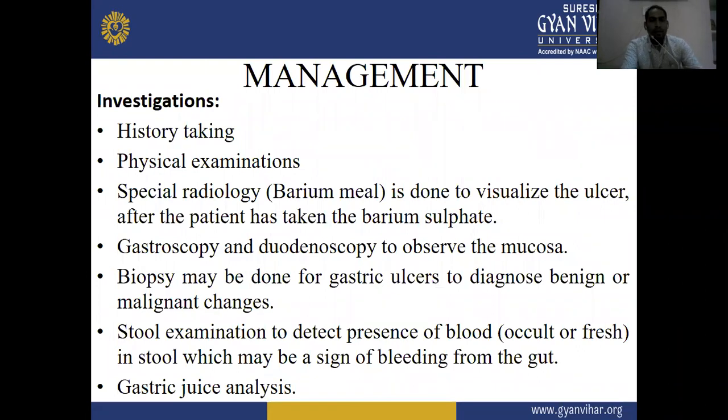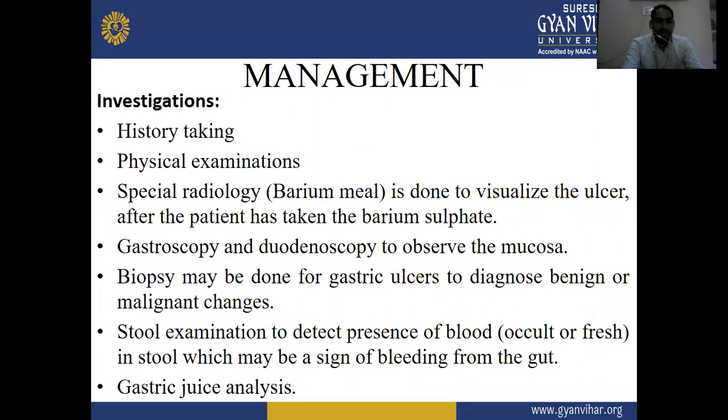Next one, management of peptic ulcer. First one is investigation of peptic ulcer, like history taking. Perforated ulcer is a condition in which an untreated ulcer has burned through the mucosal wall in a segment of the gastrointestinal tract, like the stomach and colon, allowing gastric content to leak into the abdominal cavity.